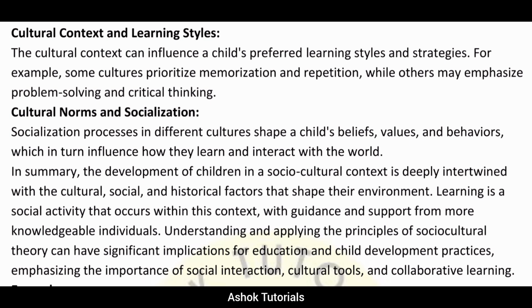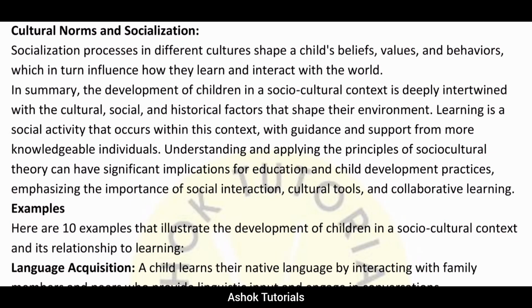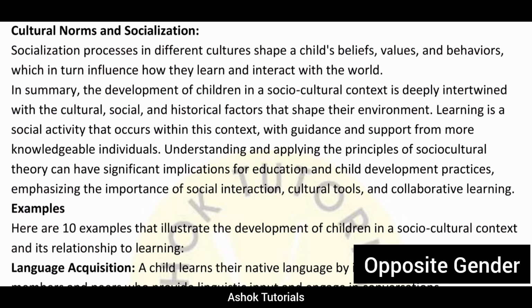All right. Now, cultural norms and socialization. The socialization process in different cultures shapes a child's beliefs, values, and behaviors, which in turn influence how they learn and interact with the world. Now, see, society is very important, and through socialization, the child shapes their beliefs. They know what is wrong, what is right, their values, what is good and what is bad, and their behaviors, like how he or she should behave in a society, how he is expected to behave in front of elders, in front of friends, in front of teachers, in front of parents, in front of other genders. So this way the child learns.